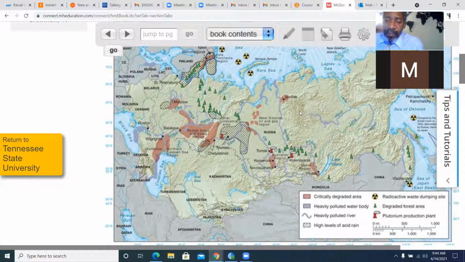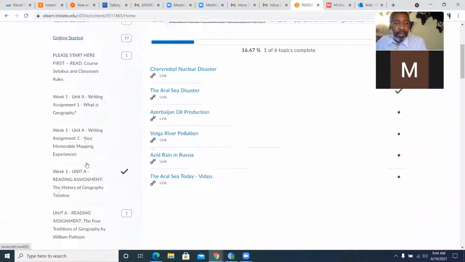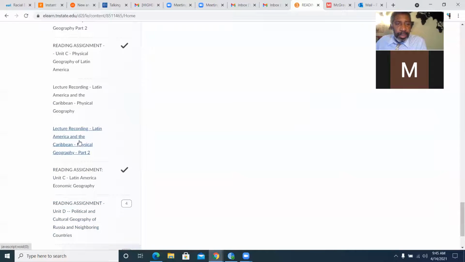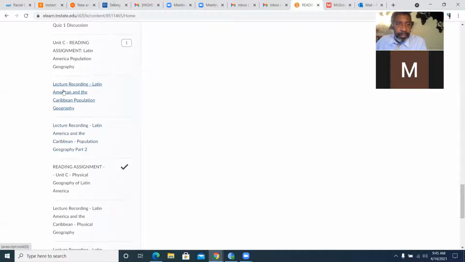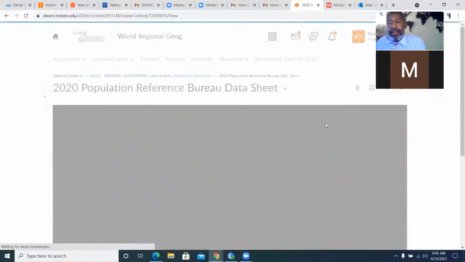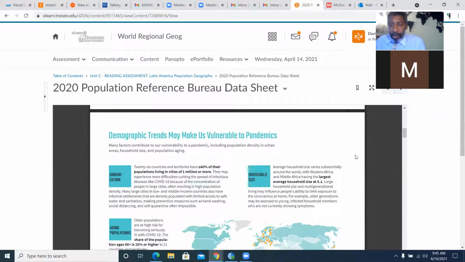So first, let me explain why there is so much pollution in general throughout this region. Well, in order to do that, in part, we have to go back to the first part of our discussion, which focused upon the various demographic and economic properties of these nations. So I'm going to go back to the 2020 Population Reference Bureau data sheet.